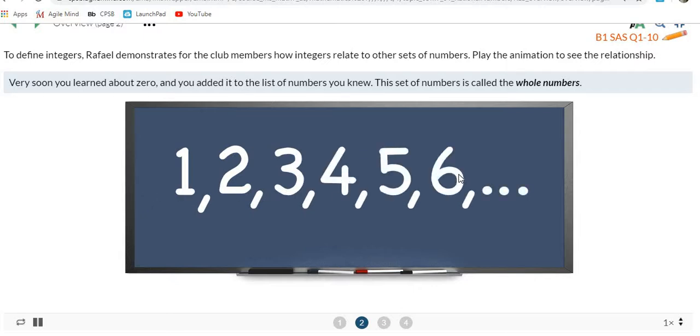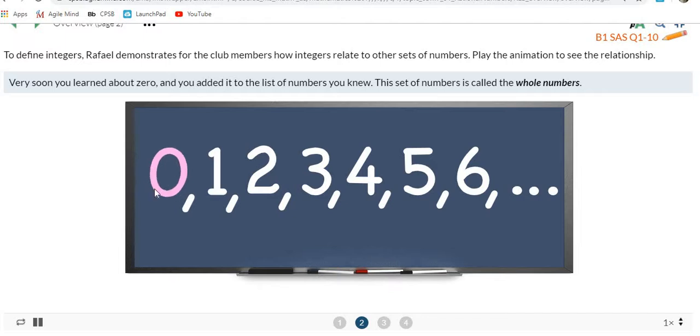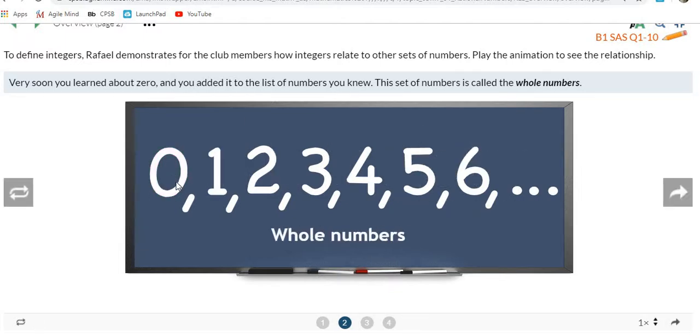We learned those numbers. Then we added this number 0, and we started learning about what 0 meant. These numbers plus 0 is the definition for whole numbers. So all of our natural numbers included with 0 is the definition for whole numbers.